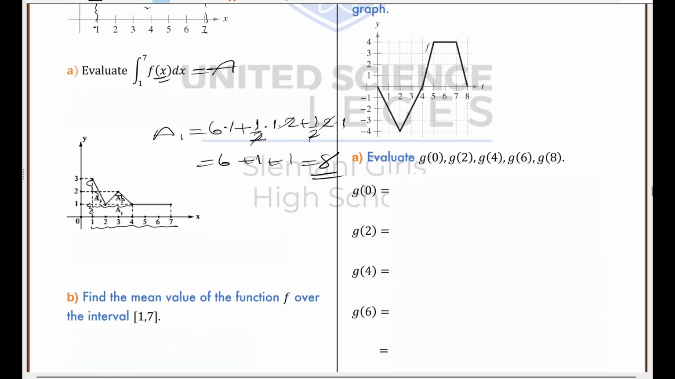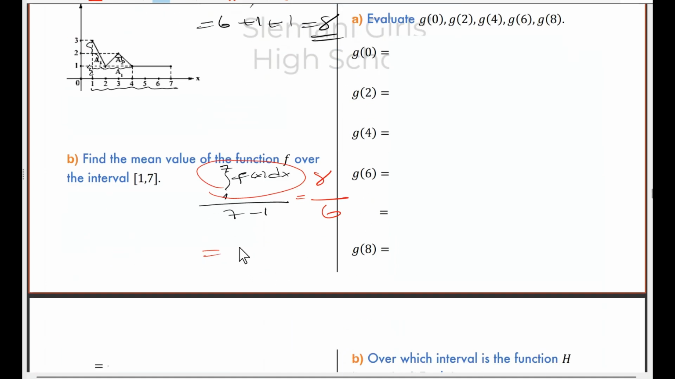The second part is asking about the mean value. So what was the mean value? Mean value was the integral from the given lower bound to upper bound of the function, divided by the difference of the bounds. I already found this integral in the previous part as the area, 8. So I have 8 at the top, 7 minus 1, 6 at the bottom. So simplify 6 over 8. If you divide both top and bottom by 2, you're going to get 4 over 3.